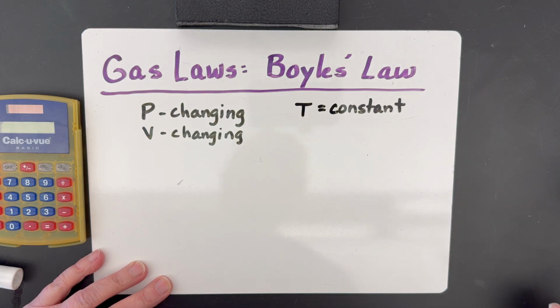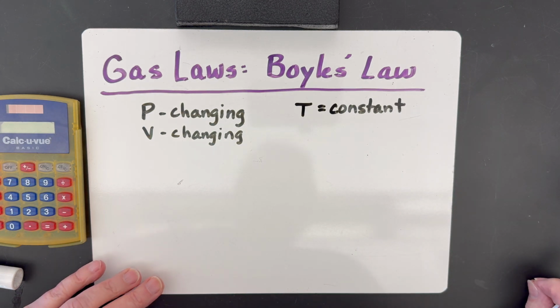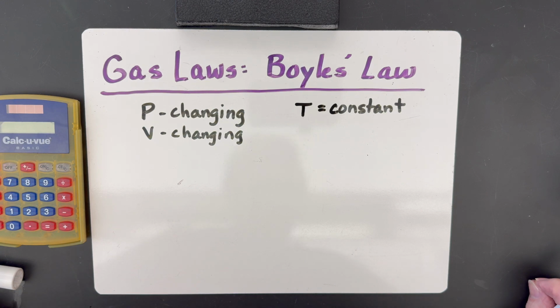So there's no T in Boyle's Law. There's no temperature because it wouldn't belong in there since it's not changing at all. So it's not going to impact the problem. If you're looking at a problem and it gives you a beginning and ending temperature that are different, or it gives you a beginning temperature and asks for an ending temperature, or vice versa, then this is not the law to use. You only use this when pressure and volume are changing.